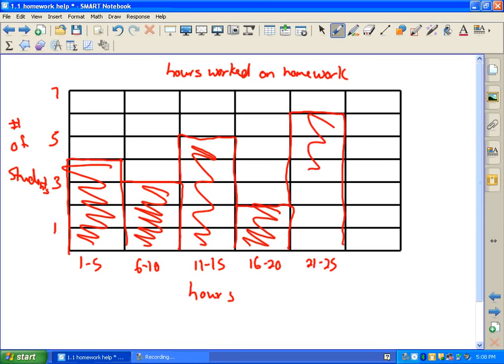And this is what my histogram would look like. Intervals on the bottom, labeled with what they're talking about. Go up the side high enough so that my biggest frequency can fit on there. Label that, and make sure I title my graph, and make sure the bars are touching in a histogram. And that's how you make a histogram.